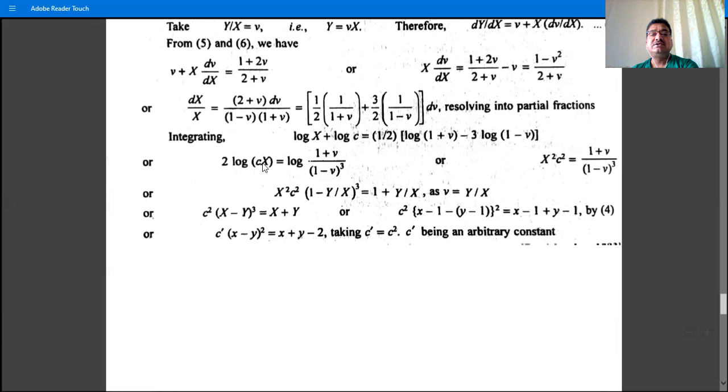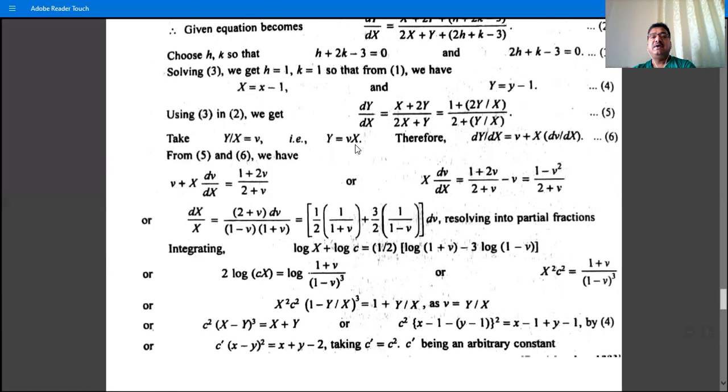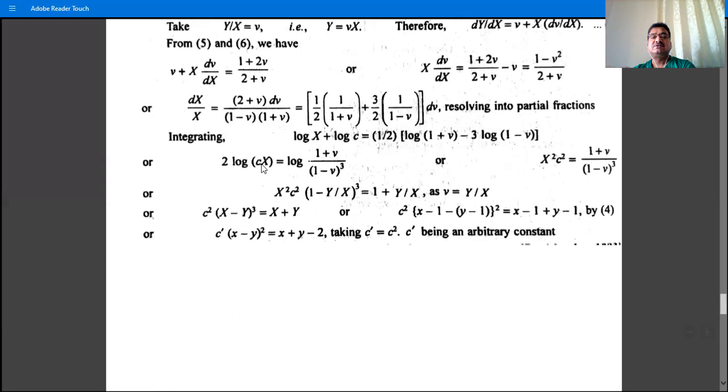Then 2 log cx means log cx bracket square. And then cancel log of both sides. So we have c square x square is equal to 1 plus v divided by 1 minus v bracket cube, log gets cancelled, and then substitute this v as y by x, capital Y by capital X. So we have x square c square into this 1 minus v cube, means 1 minus y by x bracket cube.